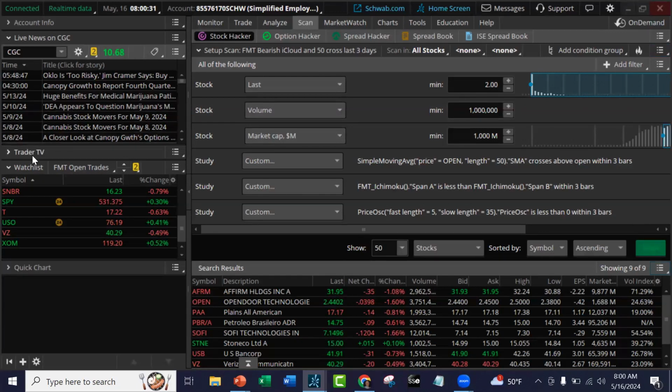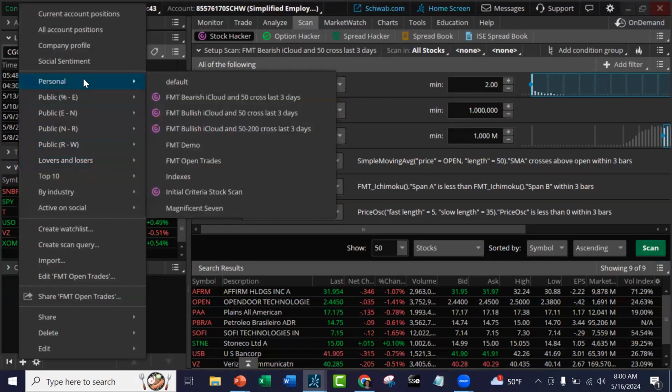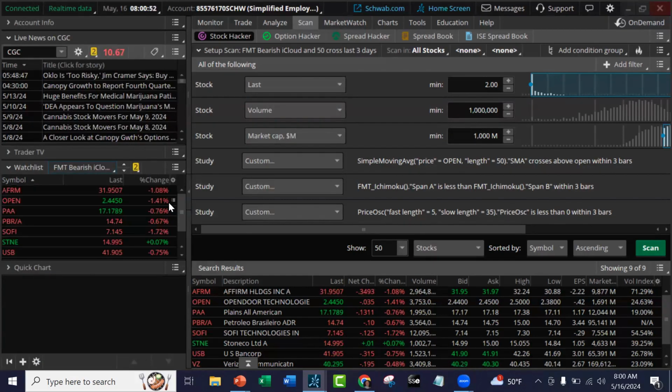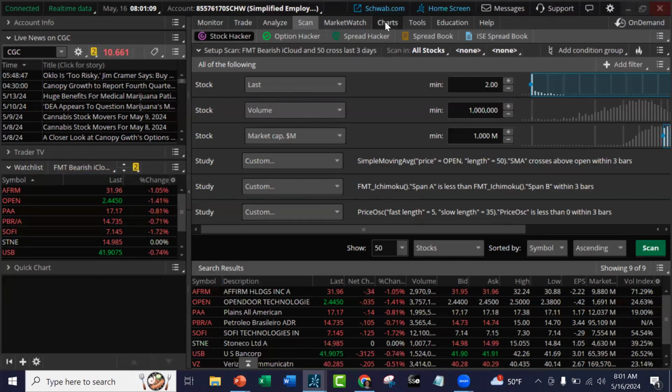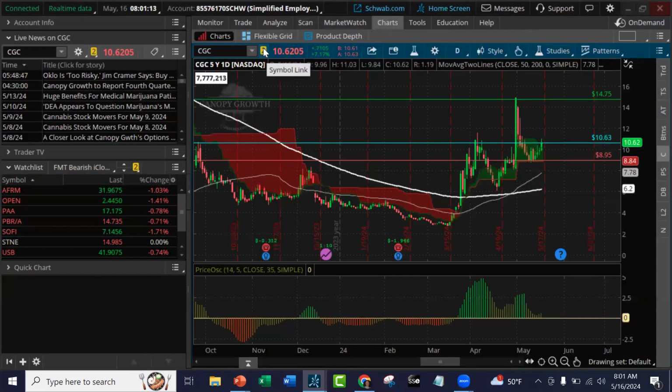Now on my watch list, right over here, it automatically creates a watch list that is named the same thing as the scan. So I go over here to watch list, go to personal, and oh look, here it is: FMT bearish iCloud 50-day cross. I can click that, and all these symbols that were returned in the scan are now over here in the watch list. And that's cool because you see this little yellow 2. This is linking. I can link this with whatever color I want to my chart, which I also have linked as yellow. So these 2 are linked.